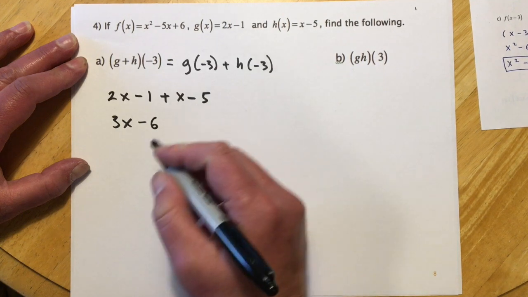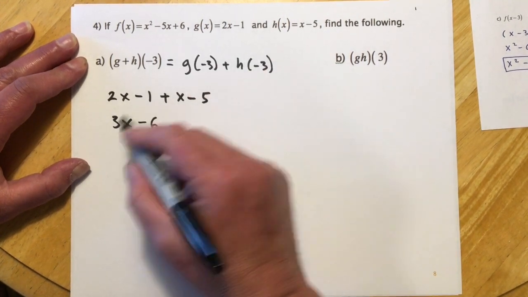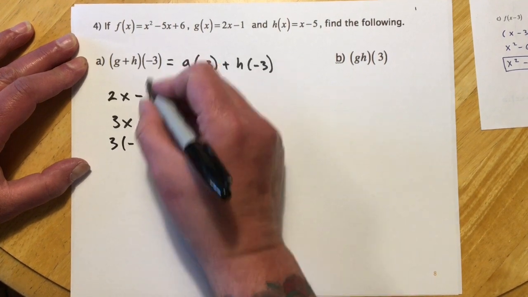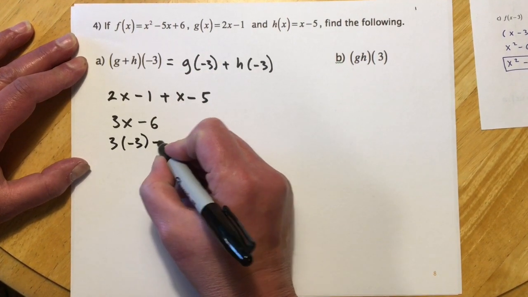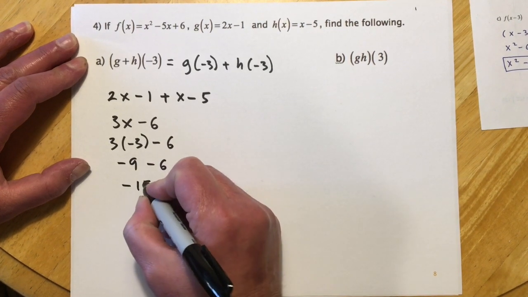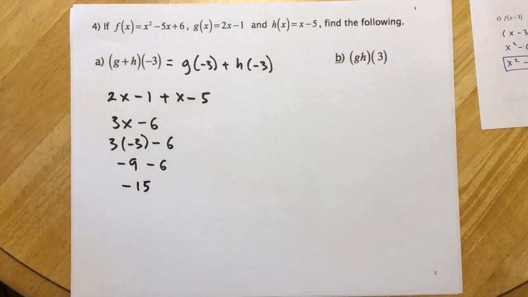Equals 6. And then evaluate that at, or sorry, -3. So that would be -9 minus 6, or -15.